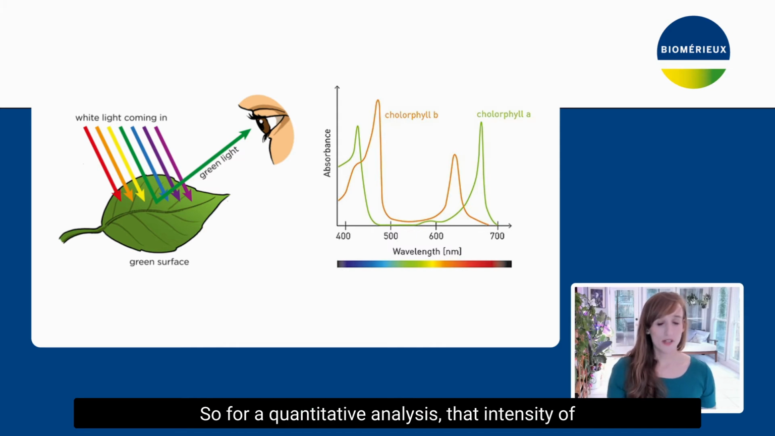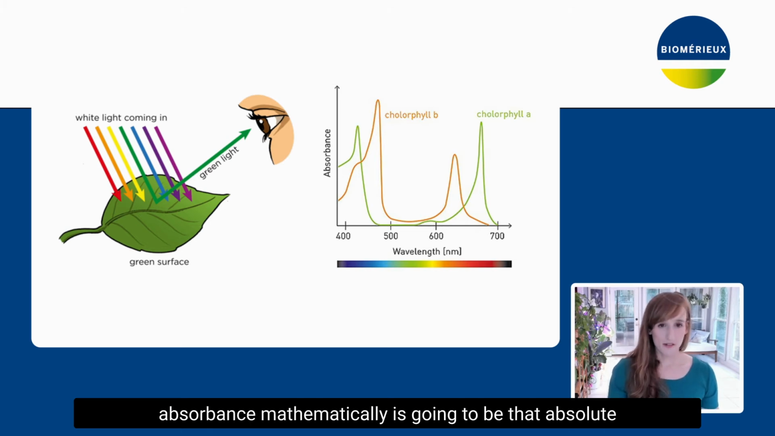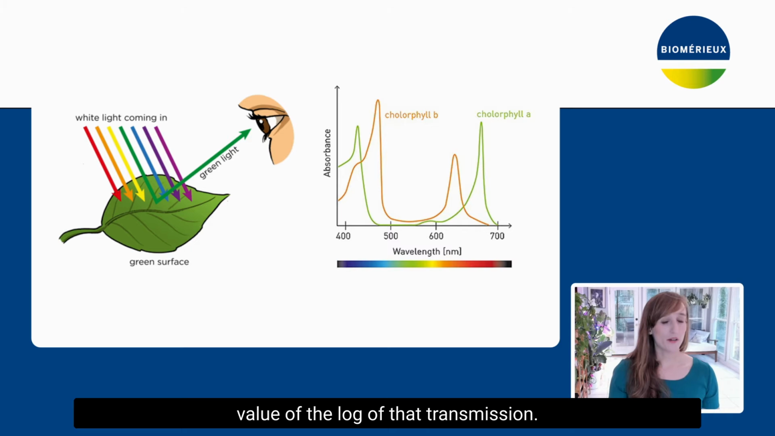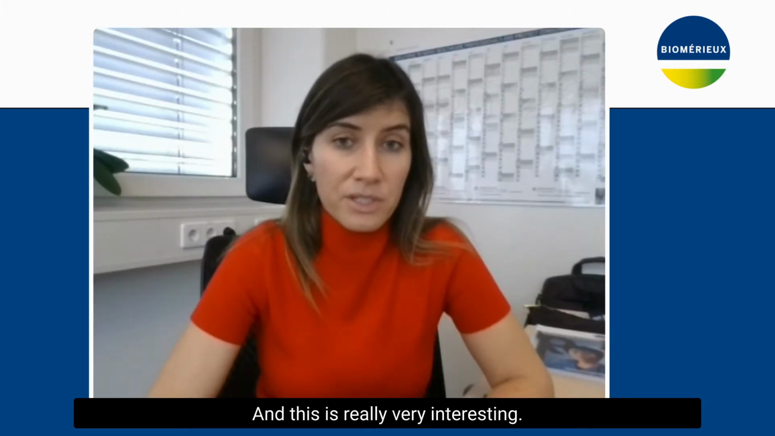For a quantitative analysis, the intensity of light absorbed at the wavelength of the substance of interest is measured before and after the light passes through a sample. The light that's able to pass through the sample, or not be absorbed, is called transmitted light. Transmission is the ratio of the output light over the input light. And absorbance, mathematically, is the absolute value of the log of that transmission. This is really very interesting.